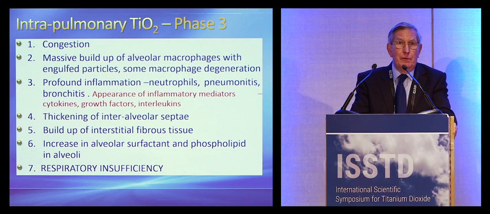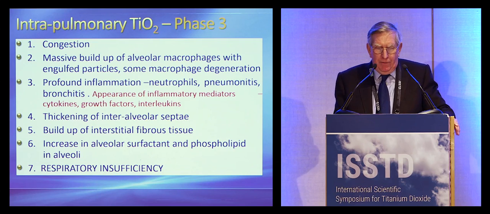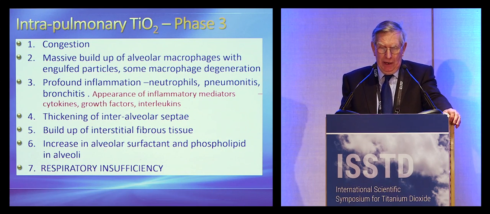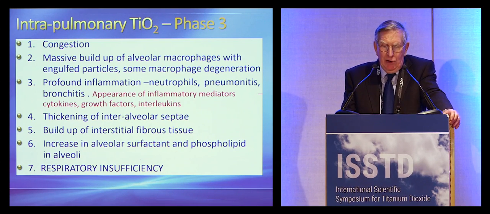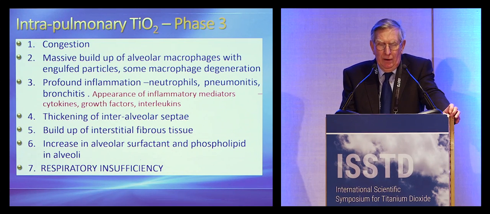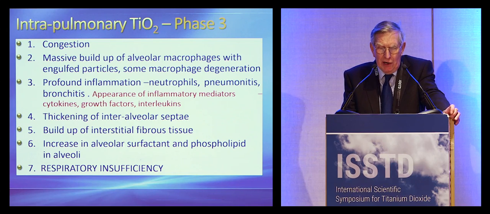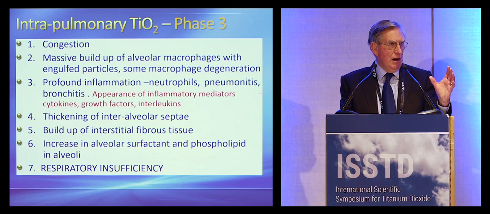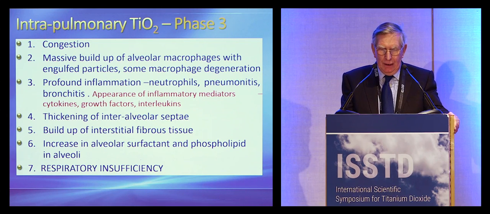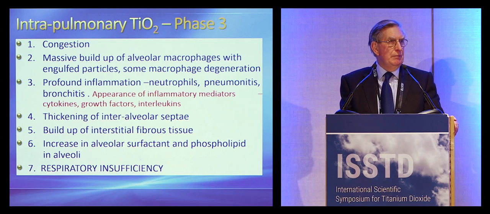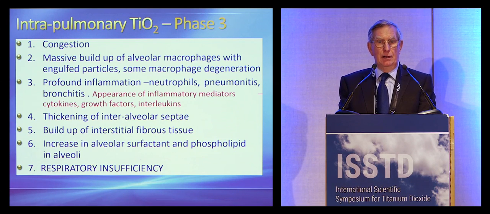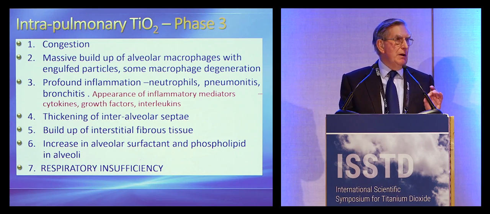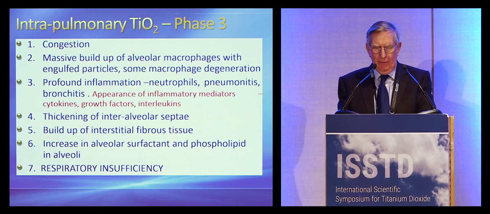If we go to the ultimate phase, which I'll illustrate in more detail shortly in Lee's work, we find profound congestion through accumulation of particles in proximal bronchioles, alveoli, and alveolar ducts. A massive accumulation of alveolar macrophages with increased phagocytosis of particles, degeneration of engorged cells. The alveoli are getting congested. Profound inflammation with mainly neutrophils initially, but later on polymorphs, lymphocytes, leading, as we've heard already, to production of the inflammatory mediators.